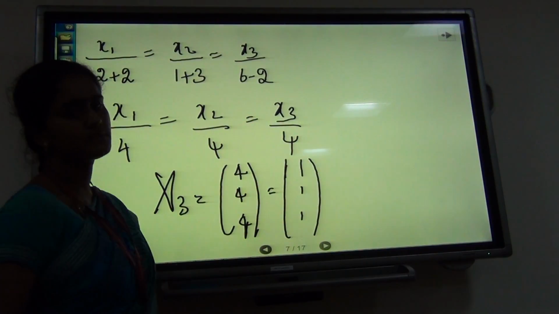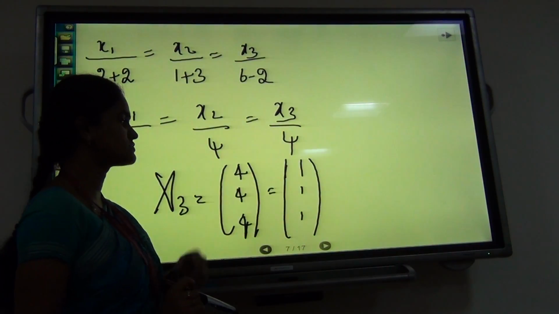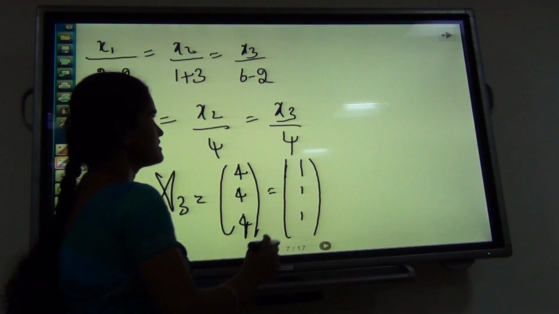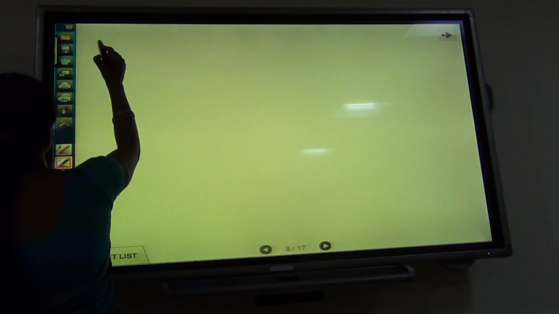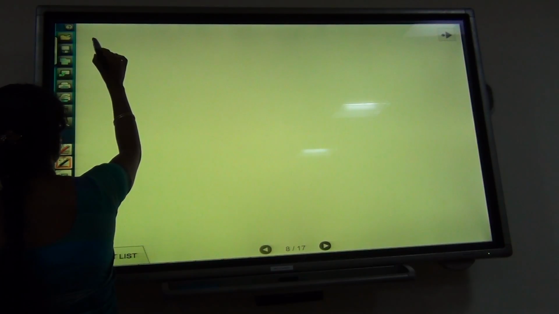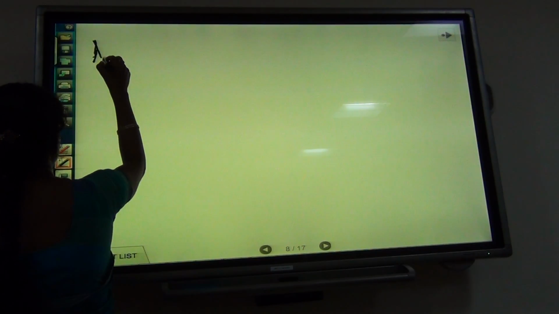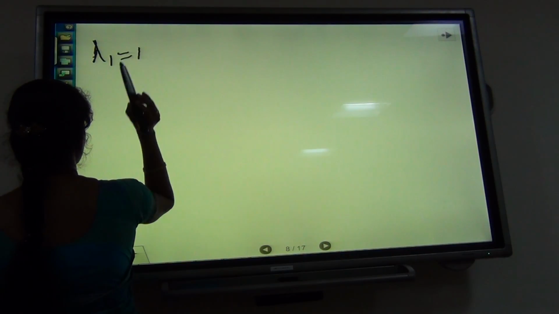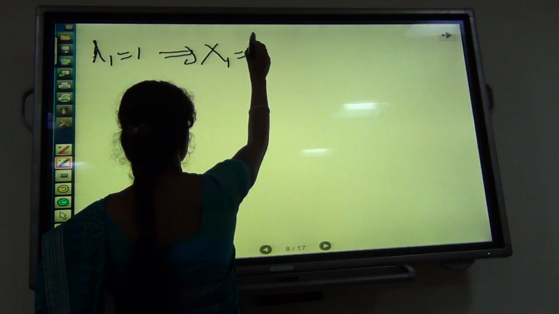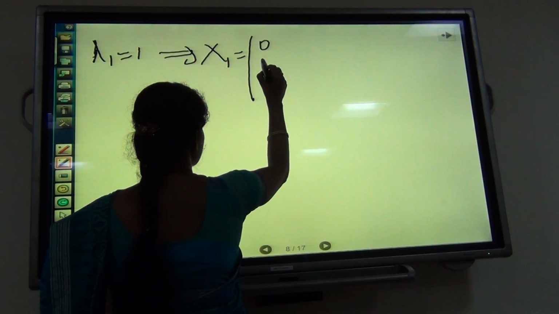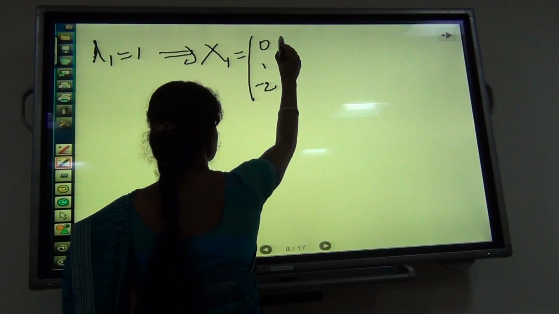Throughout it is divisible by 4, so we can also write it as 1, 1, 1. So what are the 3 eigenvalues and the vectors? Lambda 1 is equal to 1, and the corresponding vector capital X1 is, as we assume this is 0, we get this as 1 and this will be minus 2.